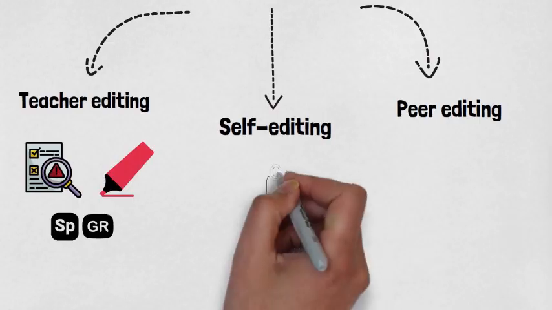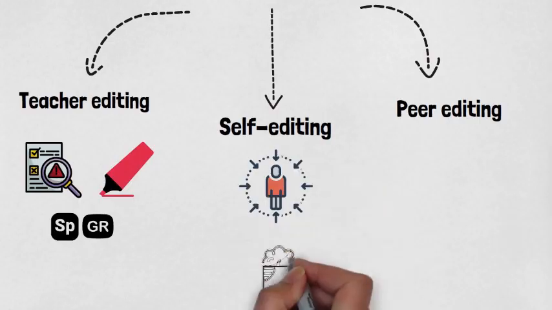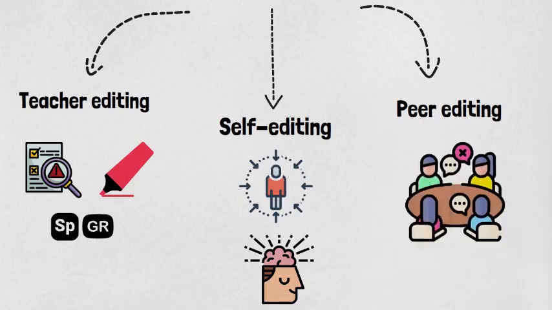Self-editing. Students can correct it by themselves. Peer editing. Students can correct them in groups in the classroom, but you have to put smart or excellent students in each group.